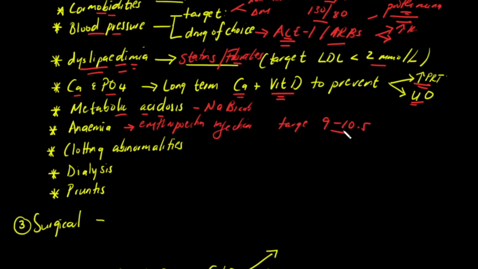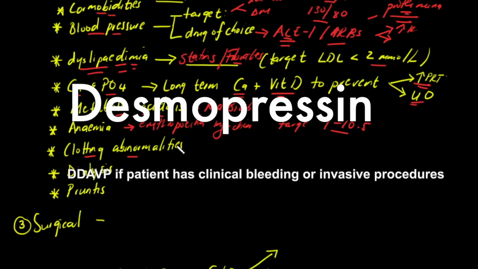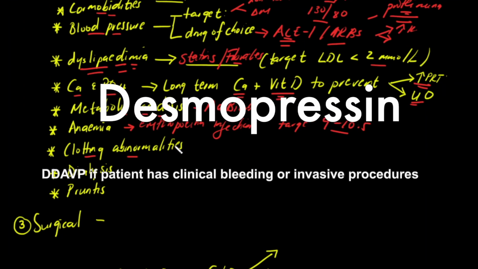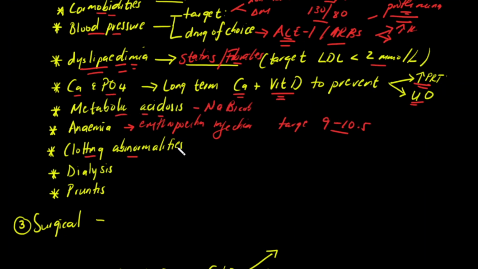So that's very important to know. Then remember we talked about clotting abnormalities. Remember uremia causes platelet aggregation problems, and so these patients have bleeding tendencies. So you can use desmopressin if the patient has clinical bleeding or invasive procedures, to reverse the platelet dysfunction. So that's very useful to know.